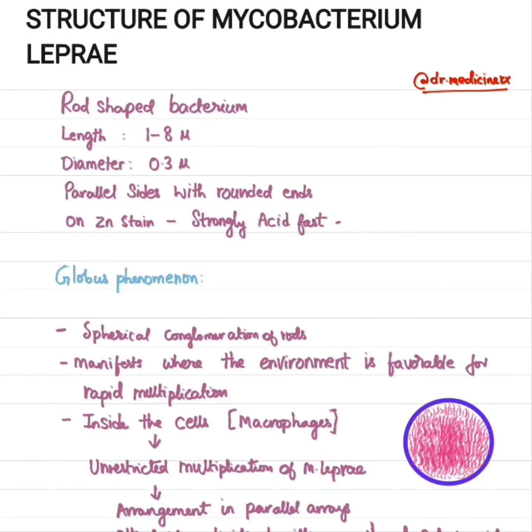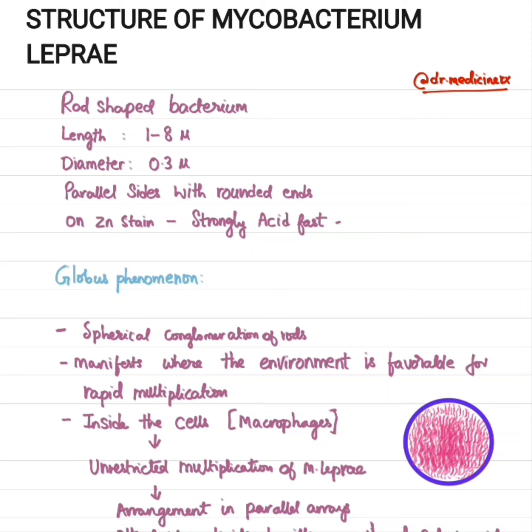In today's video we'll be discussing the structure of Mycobacterium leprae, which is a very complex topic. I've tried to simplify this to the best of my abilities, and I've also tried to include simpler sketches for the same. So Mycobacterium leprae is a rod-shaped bacterium which has a length of 1 to 8 microns and a diameter of 0.3 microns. It has parallel sides and rounded ends, and it is strongly acid-fast on Ziehl-Neelsen stain.